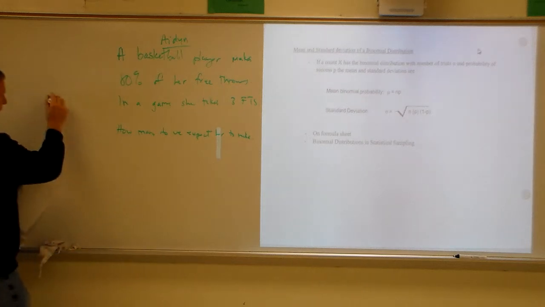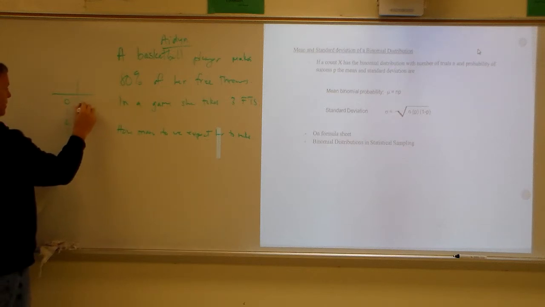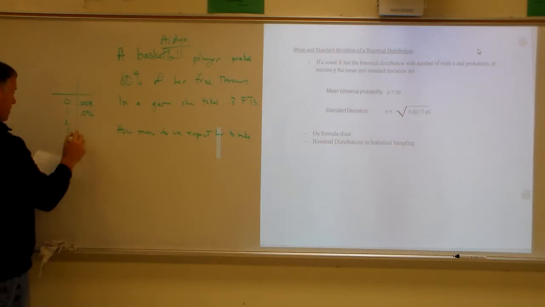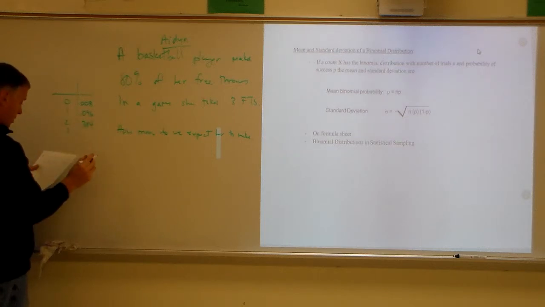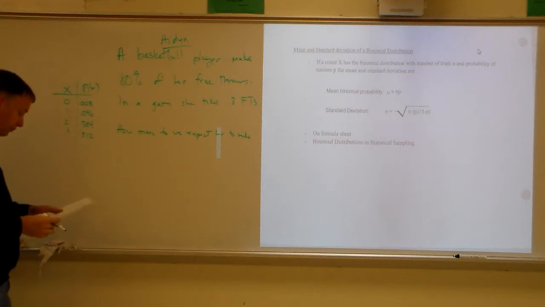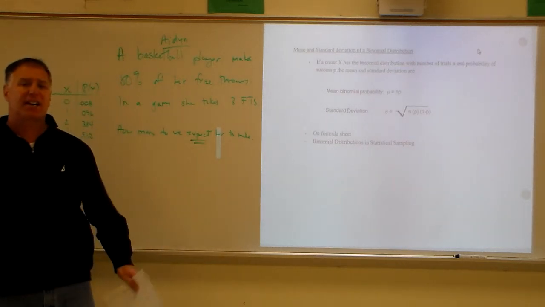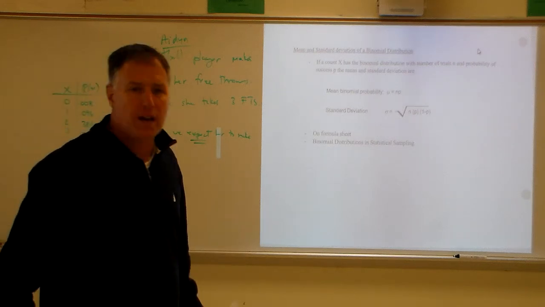So we had that where she makes 0 and 1 and 2 and 3. Those are the possibilities, right? We had this as 0.008. This was 0.096. This is 0.384. This is 0.512. This is your random variable x, and this is the probability of each of those, okay? So we want to find how many we expect her to make. That's our expected value from 6.1.